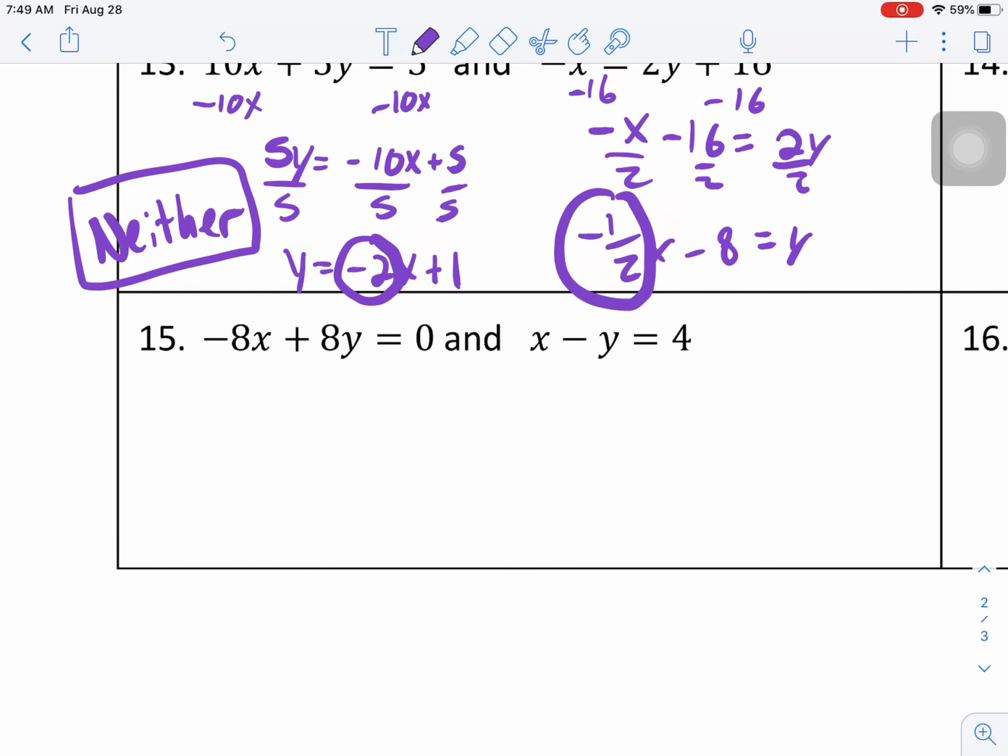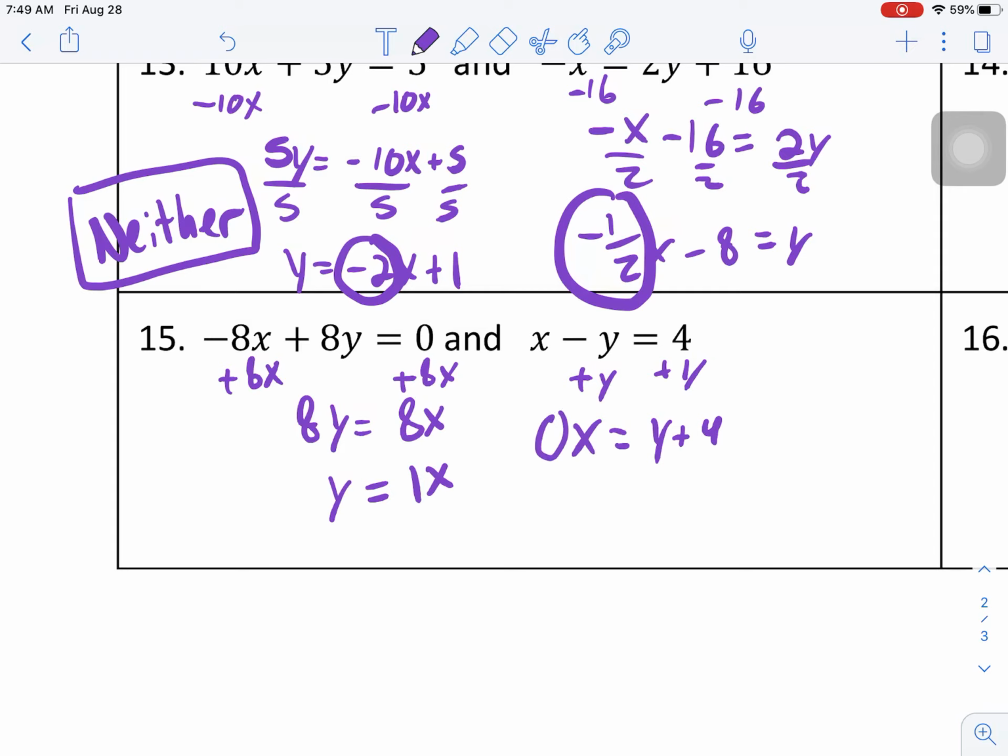All right, let's look at 15. So I'm going to add the 8x over to the other side. We have 8y is equal to 8x. So we get y is equal to 1x when we divide. Let's look here. I'm going to add the y over. We get x is equal to y plus 4. And as we can see, x is by itself. Okay, so the slope on this one is also 1. So the slopes here are going to match each other. So then they are parallel again.